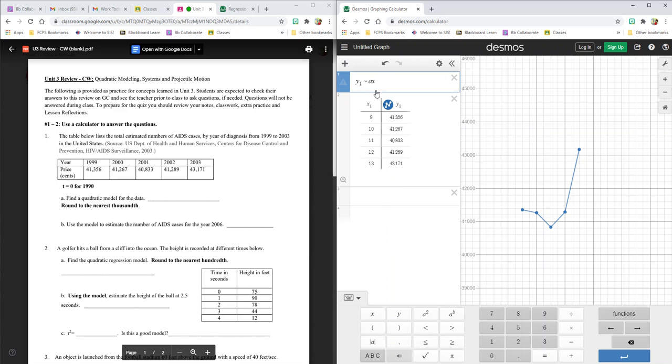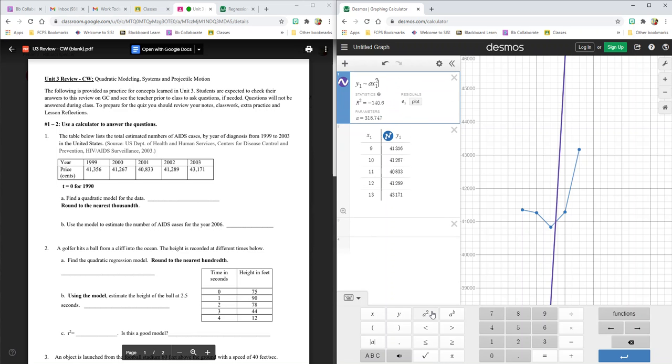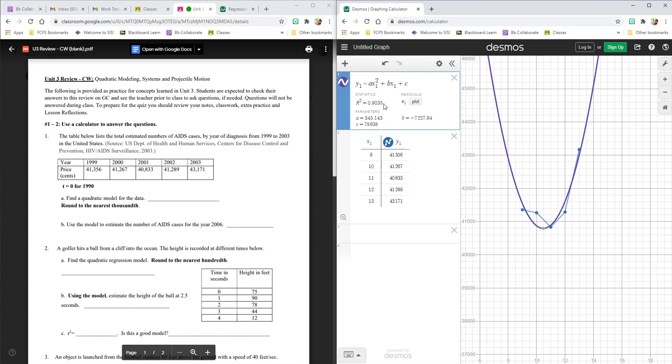A x1 squared plus b x1 plus c. And now you get a nice model. So here's your data and here's your model. You can see here's your r squared value that we looked at previously, and that's what you had. Here's your A, your B, and your C, which are those same values that we had previously.